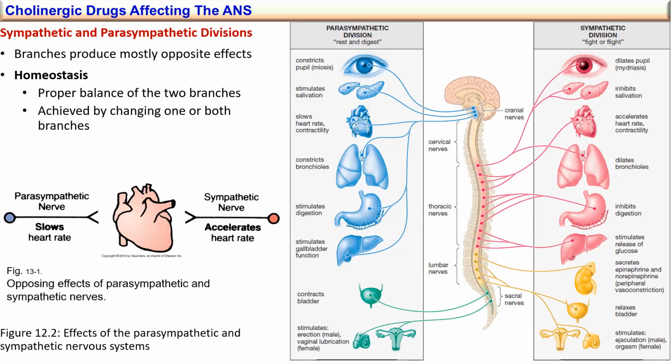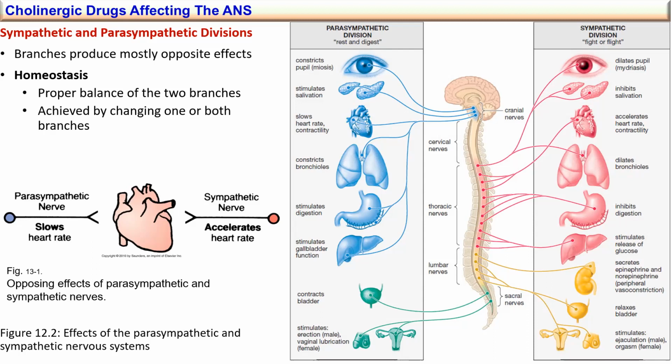The adrenal glands will secrete epinephrine and norepinephrine, which we call catecholamines, which will result in peripheral vasoconstriction. These are vasoconstrictors. It will also relax the bladder, resulting in urinary flow, emptying the bladder, and stimulate ejaculation and orgasm. So these are the functions of both sympathetic activation and parasympathetic activation.